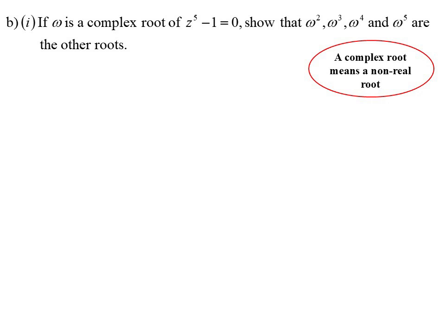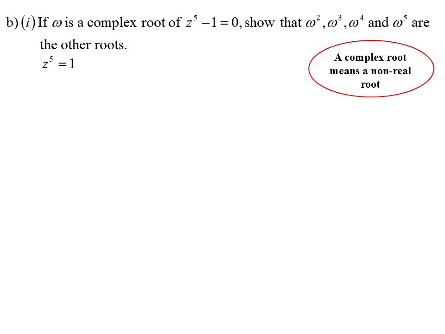Important thing to note here, when they say a complex root, it's probably more correct, because what they're really talking about is a non-real root. Because if they were to choose the real root, which is 1, well then 1 squared's 1, 1 cubed's 1, 1 to the power of 4 is 1, 1 to the power of 5 is 1. You'd only ever get that one solution, you wouldn't get all the other ones. So we're really talking about one of the non-real roots.